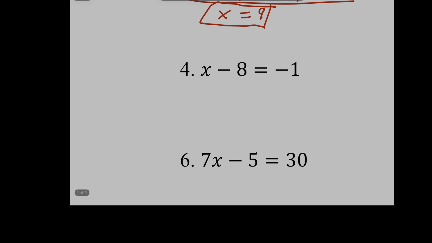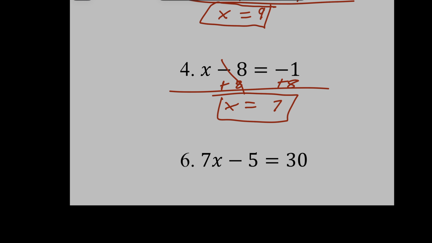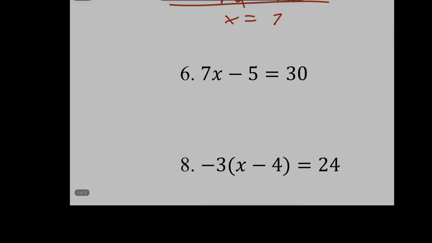I want to get x by itself, so I do the opposite of minus 8, which is plus 8. Boom, die. X equals, signs are different, subtract, keep the sign of the bigger number, which is positive, so I'm done. Number 6, okay, I erased my box.